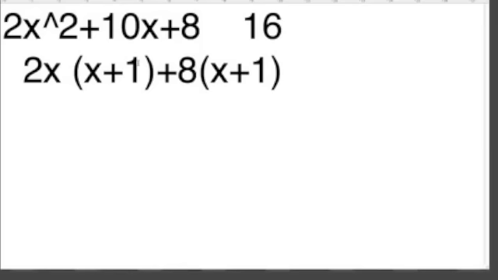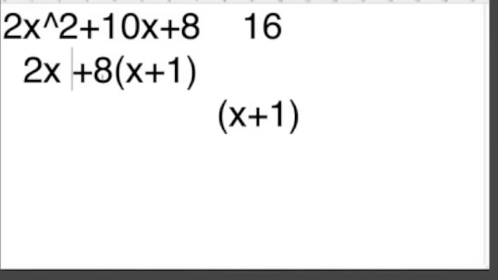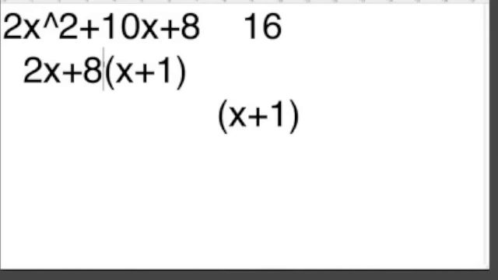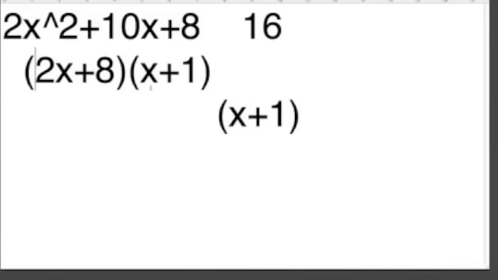So now, after you did that, you would just rewrite it. Since x plus 1 and x plus 1 are the same thing, we can write it once down here. And now, since we got rid of these x plus 1s, we have 2x plus 8. So we can write this whole equation as 2x plus 8 times x plus 1. When you multiply that out, that would give you 2x squared plus 10x plus 8.